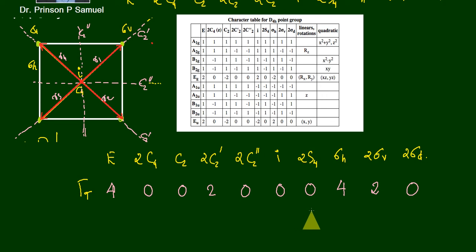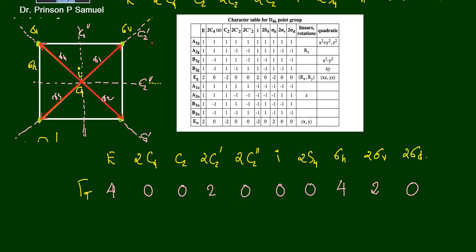Now I am going to apply the reduction formula here. This total character is a character of a reducible representation. That reducible representation corresponds to the hybrid orbitals, right? And I have to see which irreducible representations contribute to this reducible representation. In order to find that, we have to apply the reduction formula. The reduction formula will tell you how many times each irreducible representation will appear in a reducible representation corresponding to a given total character set.